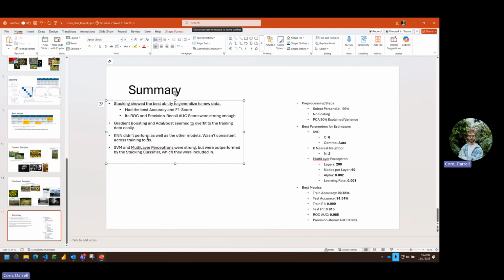KNN just wasn't strong enough compared to the other classifiers, and it wasn't very consistent across the training folds. And lastly, support vector machine and multi-layer perceptrons, those classifiers were pretty strong, but by putting them both into the stacking classifier, they were just outperformed. And then I've included the metrics one final time there.